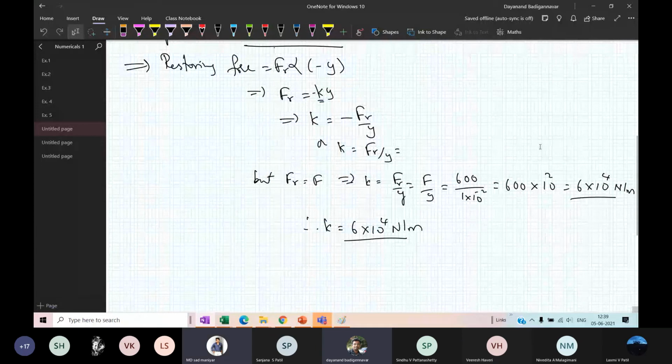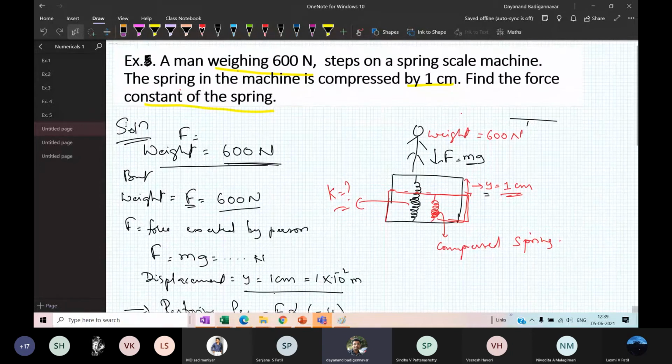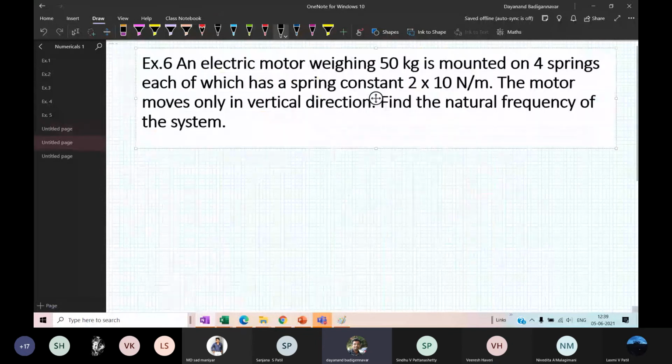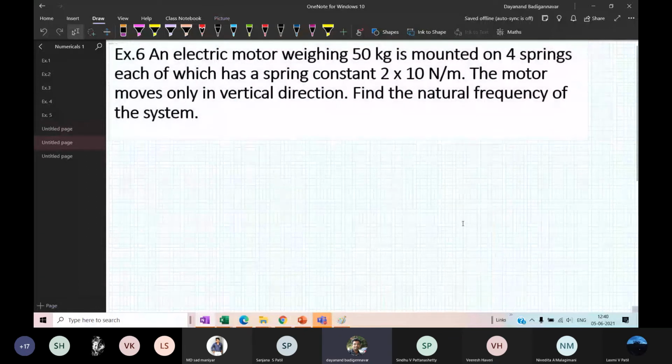Okay. Go for next one, next problem. So this is problem number 6. Go for next one, problem number 7. Read the problem.